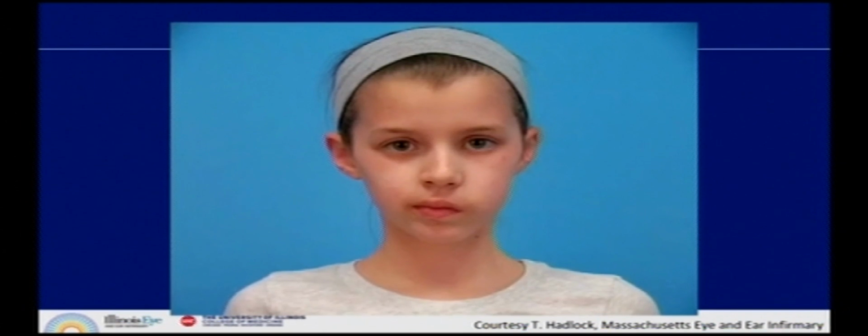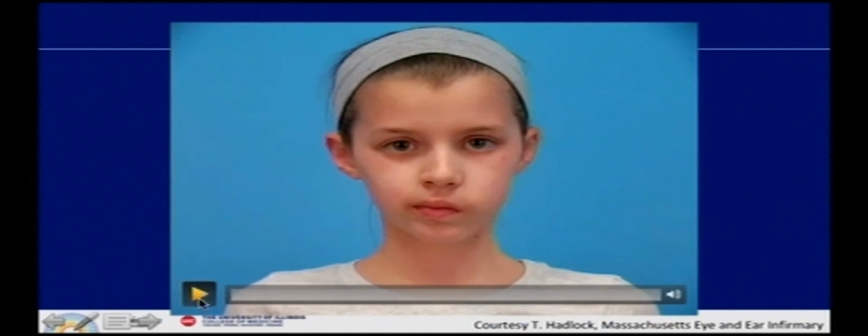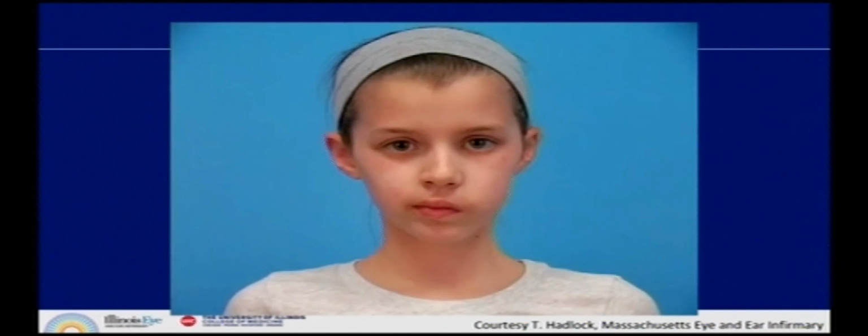So here is our patient again. She's now had a weight placed in the left eye. And the first thing I want to point out is that it completely corrected the upper eyelid retraction that she had.